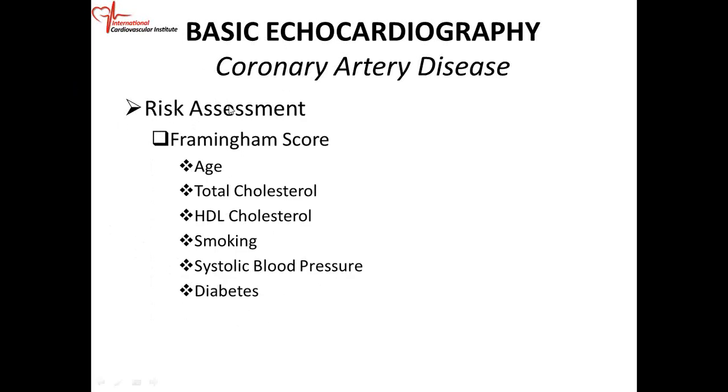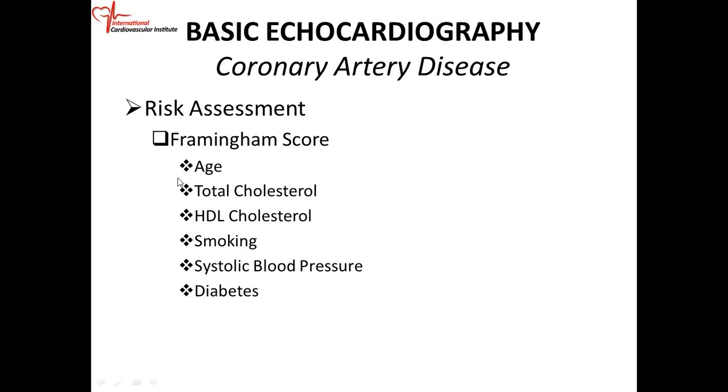We can risk stratify these patients, and if you remember, we talked about the TIMI risk score, the GRACE risk score, or you can use the Framingham score. The Framingham score looks at the patient's age. This gives you the risk of developing coronary artery disease, whereas your TIMI and your GRACE are used when the patients have an acute event. You can risk stratify them.